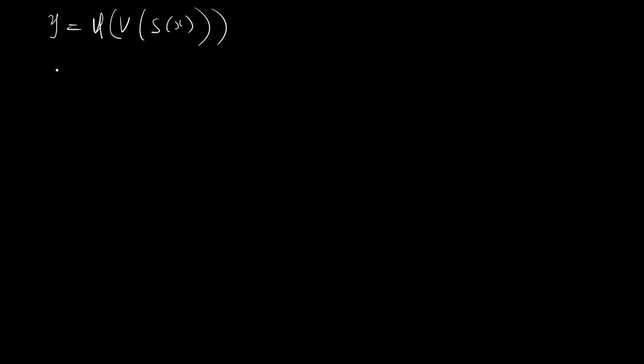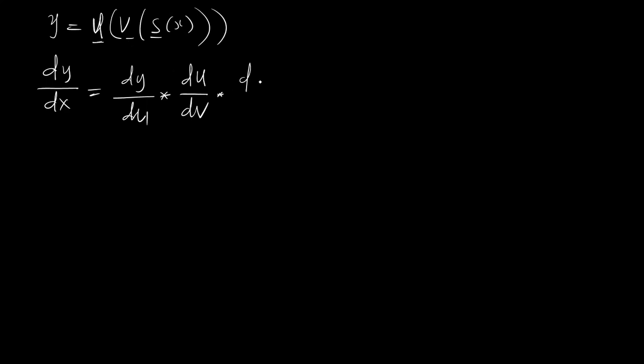Now, the derivative of y with respect to x will be the derivative of y with respect to u, times the derivative of u with respect to v, times the derivative of v with respect to x, and then the last one, the derivative of x with respect to x. So this is the chain rule. That is how to work it out.